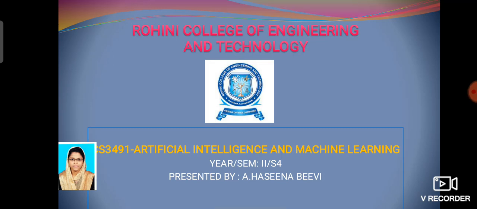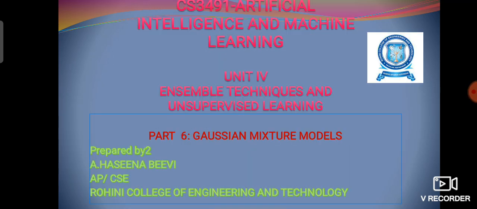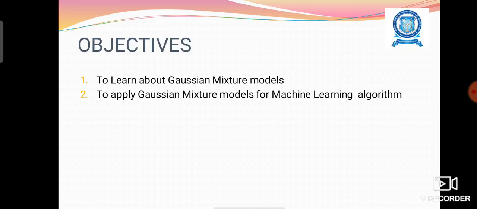Hello everyone, this is the video lecture for the topic Gaussian mixture models from the 4th unit, Ensemble Techniques and Unsupervised Learning, for the subject Artificial Intelligence and Machine Learning. Objectives are to learn about Gaussian mixture models and to apply these GMM models to machine learning problems.